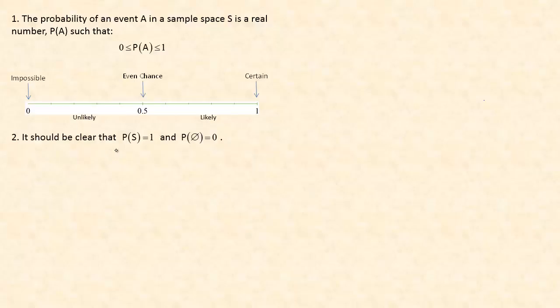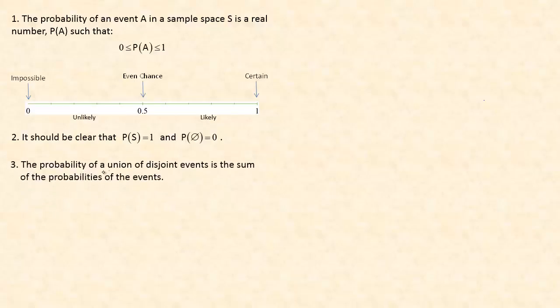It should be clear that the probability of S occurring is 1, and that's because every single possible outcome is within the sample space. The probability of the empty event, which consists of none of the outcomes, has to be 0.